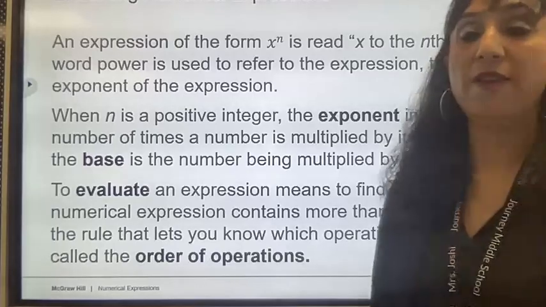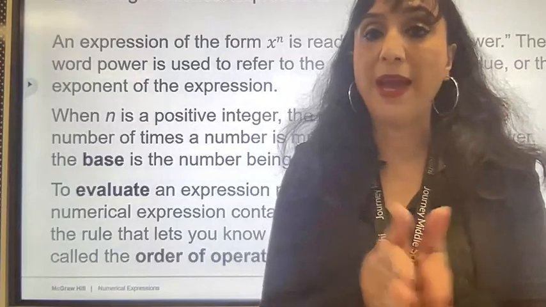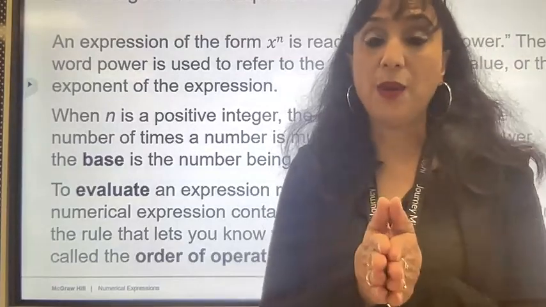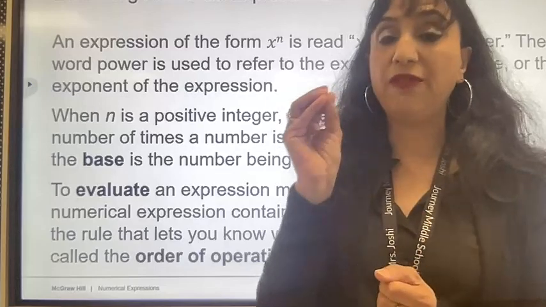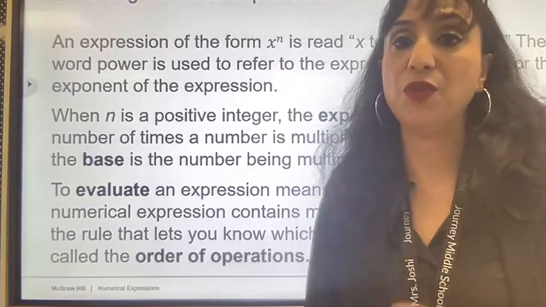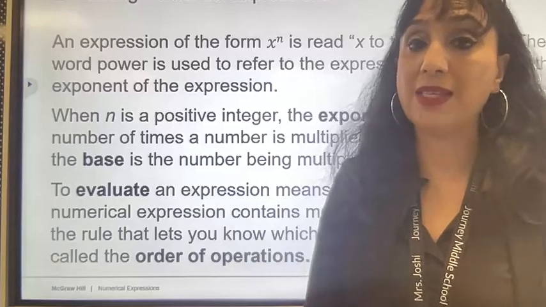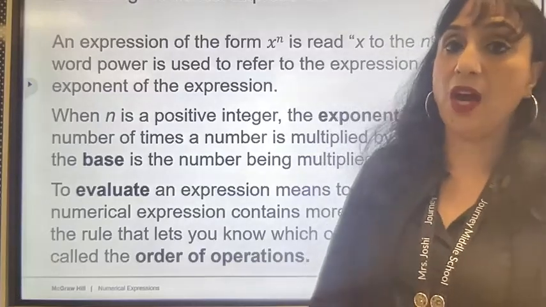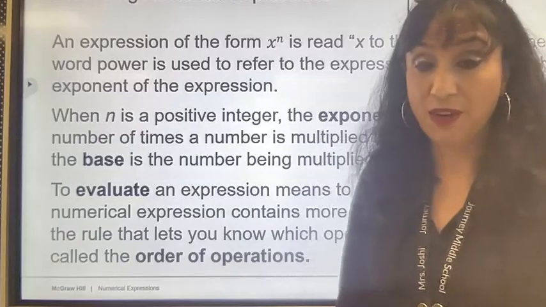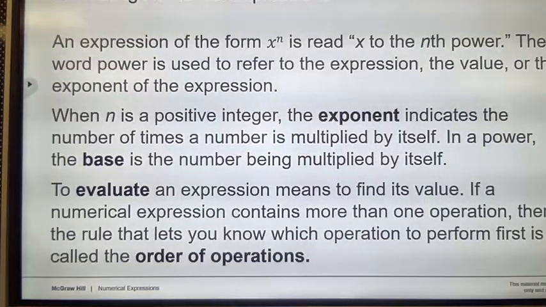Okay, so if I say 2 to the 5th power, my 2 is the base, and the exponent is the 5th, the 5th power is the exponent. So the base, which is 2, I will have to do 2 times 2 times 2 times 2 times 2. So I'm multiplying the base by itself based on how many times it is raised to whichever power. Okay, so that's basically what it means. And to evaluate an expression means to find its value.